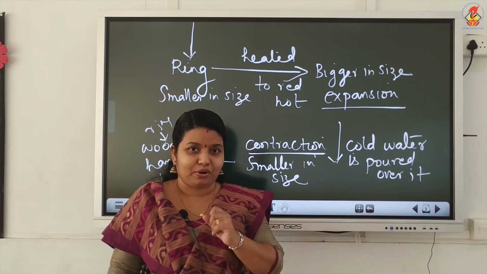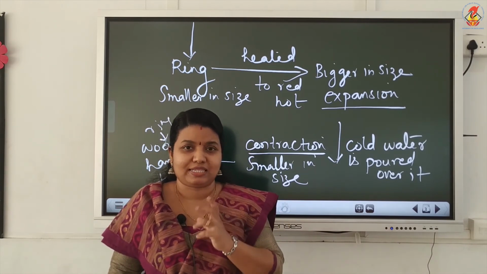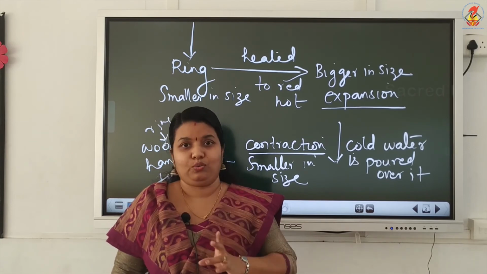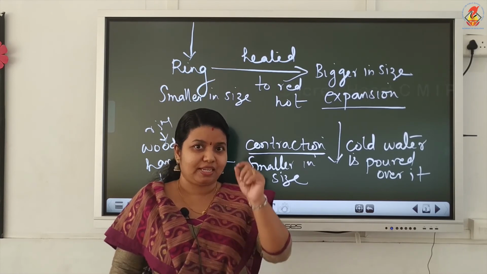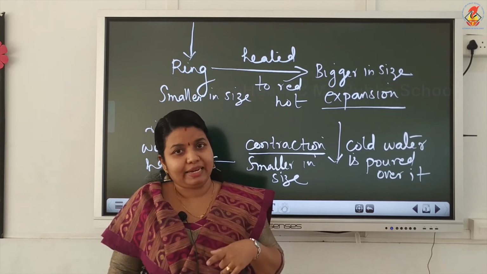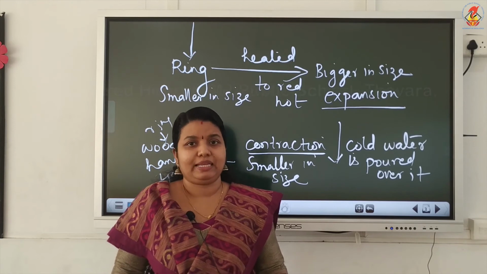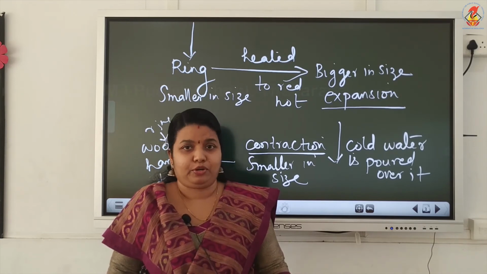So changes are brought about. Size becomes bigger, then again size becomes smaller. How are these changes brought about here? By heating and cooling. These are two ways by which changes can be brought about: heating and cooling. There are more, but heating and cooling are two ways in which changes can be brought about.